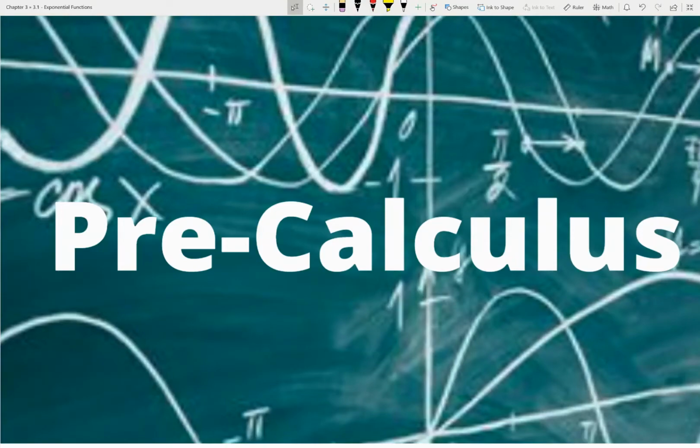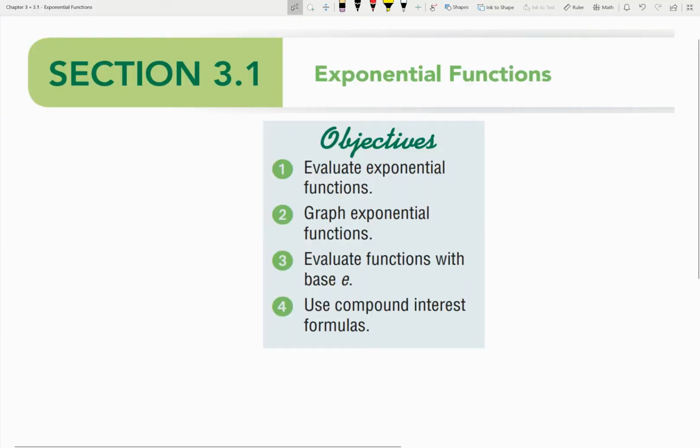Welcome to Online Precalculus. This is section 3.1, Exponential Functions. Our objectives for this section are to evaluate exponential functions, talk about what is and what is not an exponential function. Then we will graph some exponential functions, both plain functions and one with transformations. Then we'll evaluate functions with the base e. And finally, we'll use compound interest formulas, which are a type of exponential function.